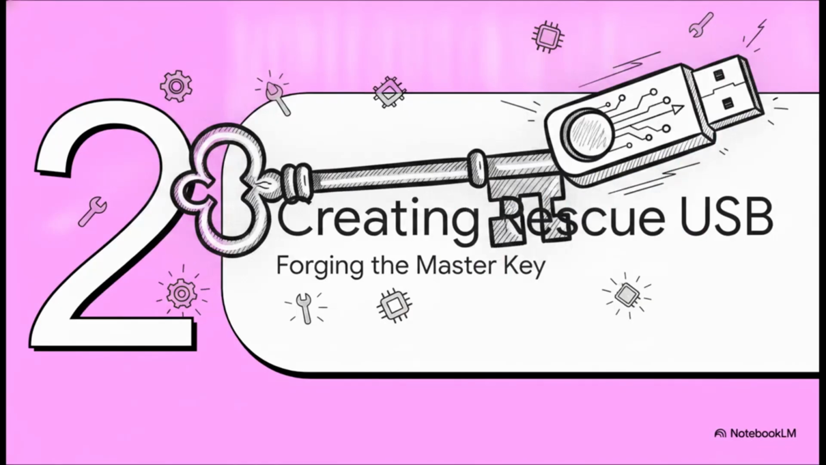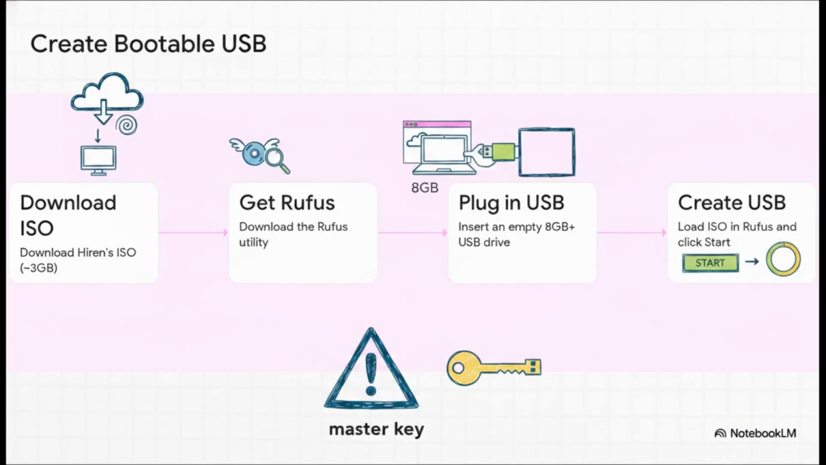Section 2. Creating your rescue USB. Forging the master key. Obviously, before we can rescue a computer, we have to actually build the tool. The absolutely crucial point here is that you need to do this on a working computer. If your main PC is already dead, you're going to have to borrow a friend's. So first, you head over to the Hiren's BootCD website and download the ISO file. It's about 3 gigabytes, so it might take a few minutes depending on your internet.